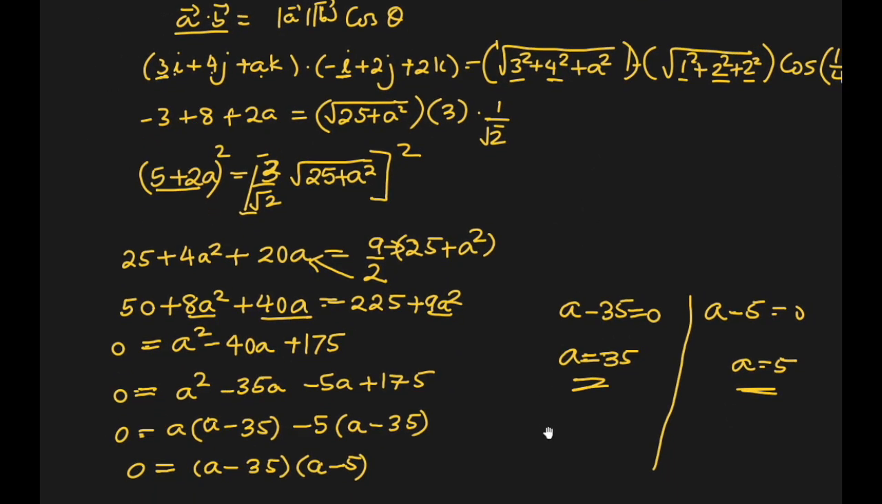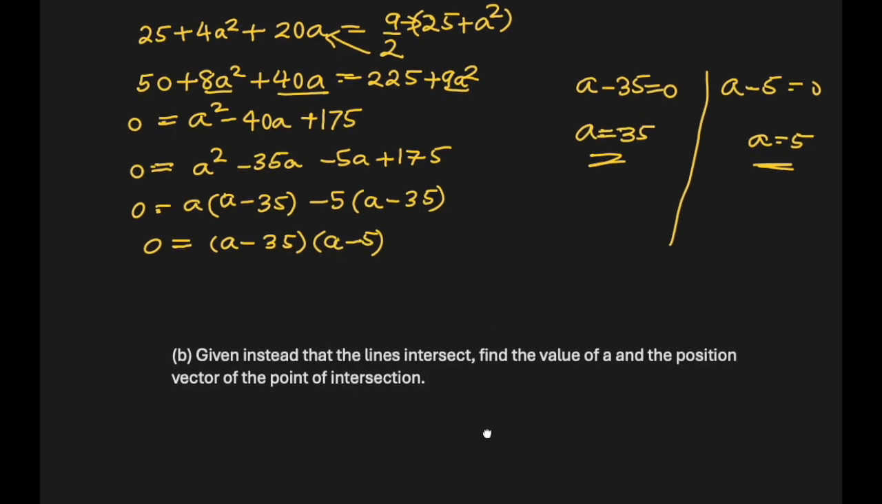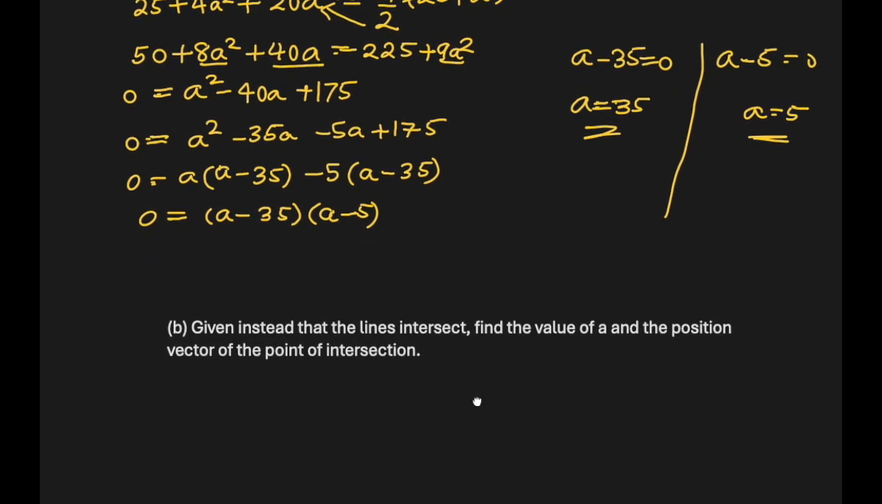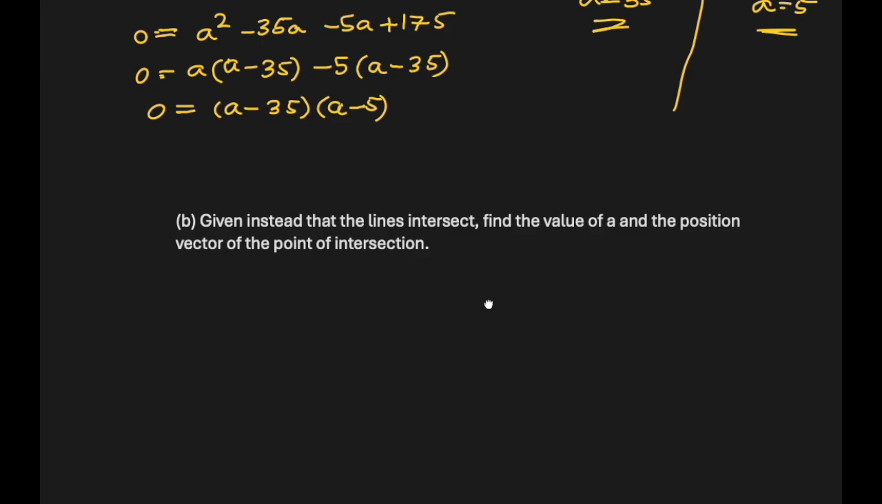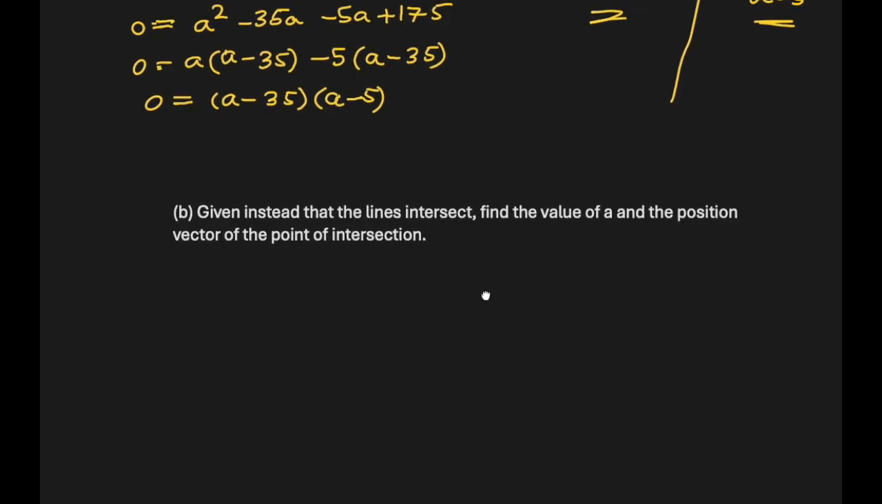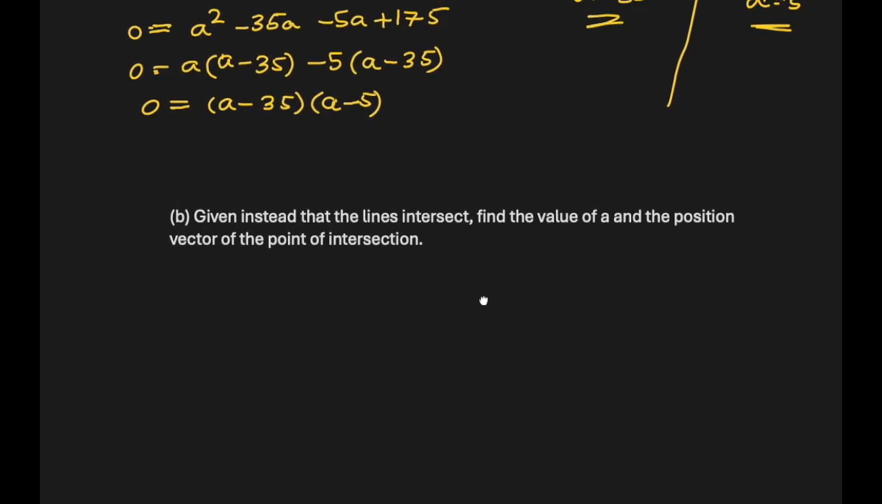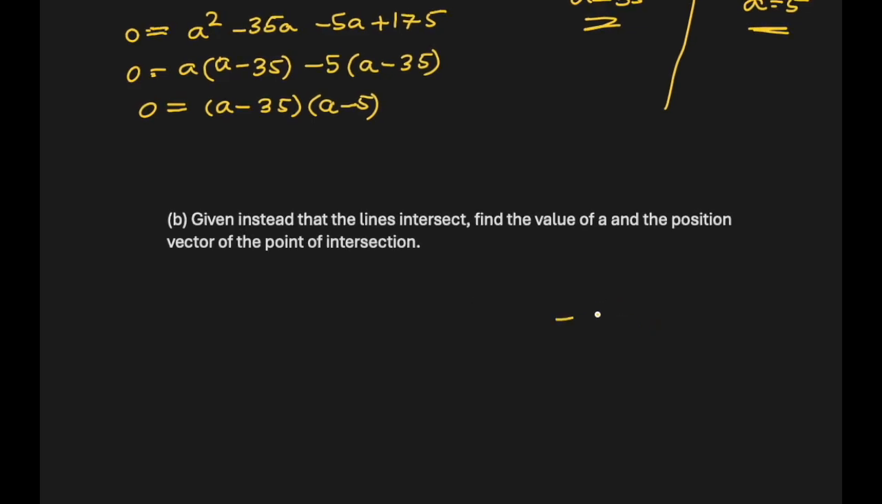So 35 and 5. Given instead that the lines intersect, find the value of a and the position vector of the point of intersection. That means there is a common point between the two lines. Earlier they were making an angle but in different planes. They were not intersecting. But in this case, they are intersecting. They have a common point.